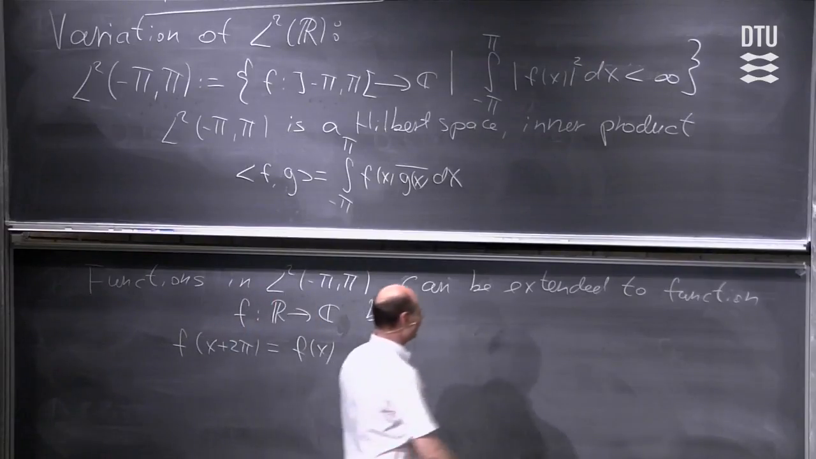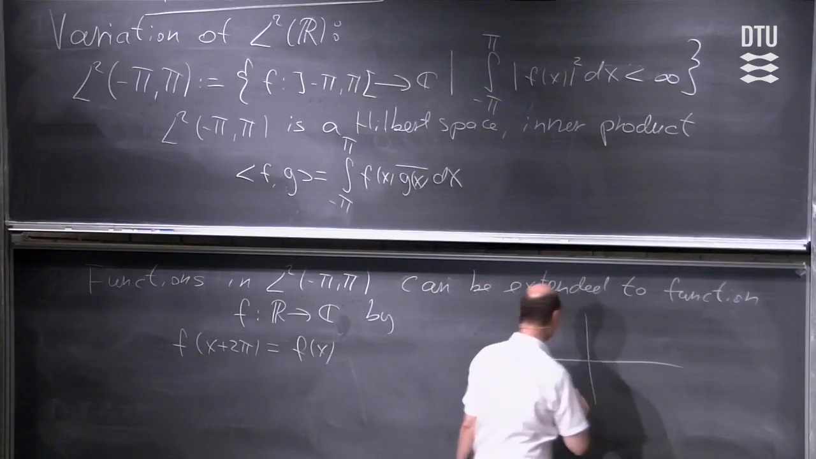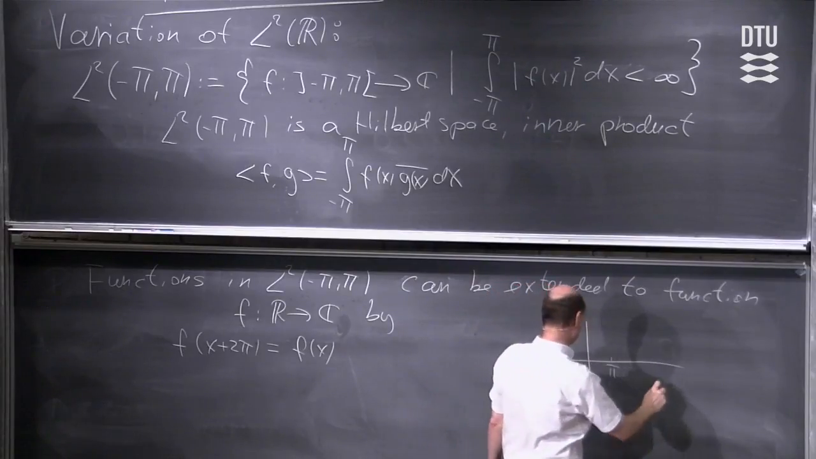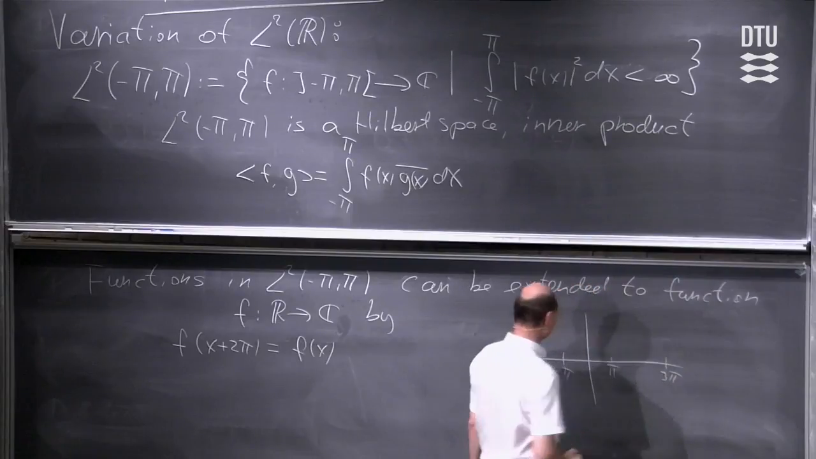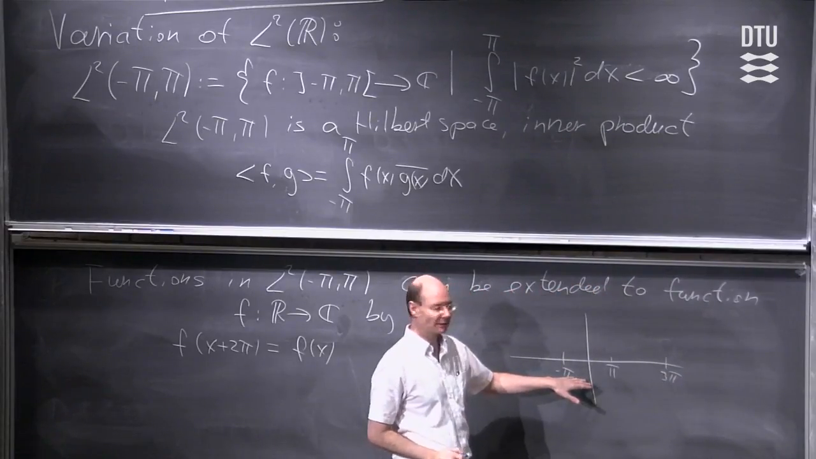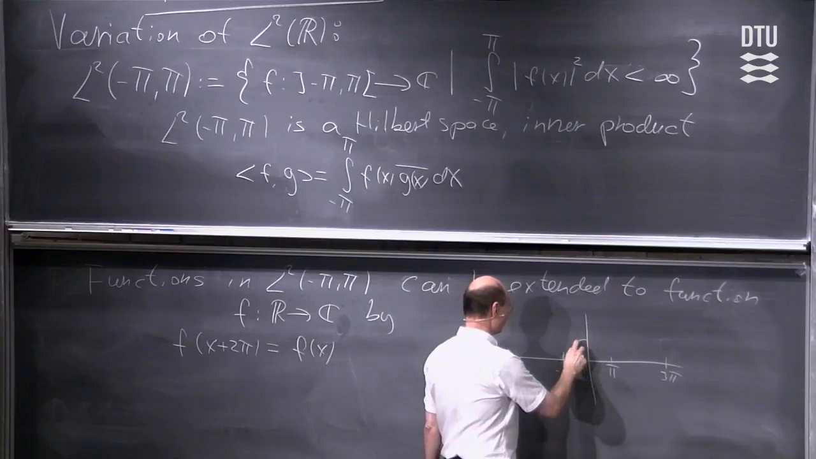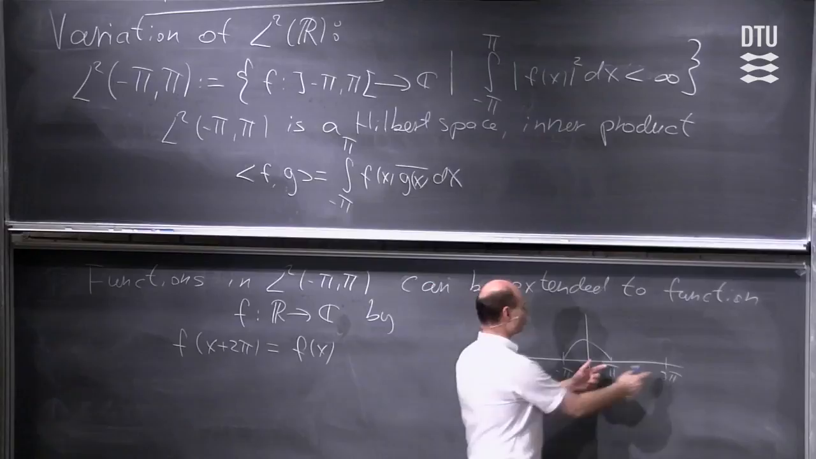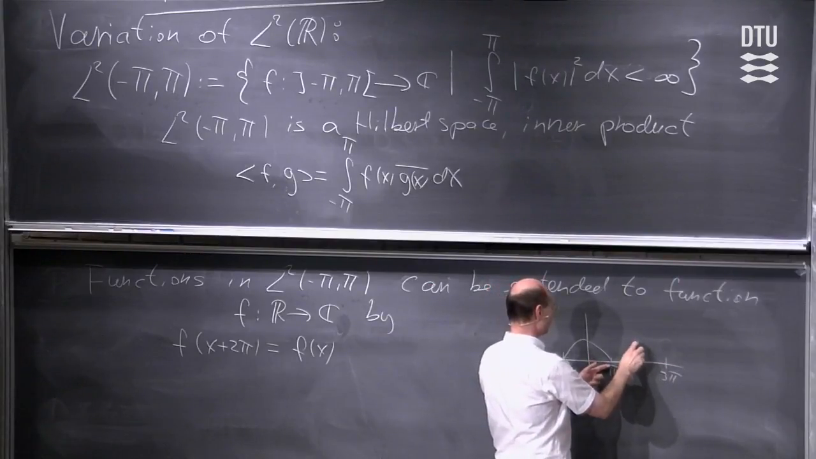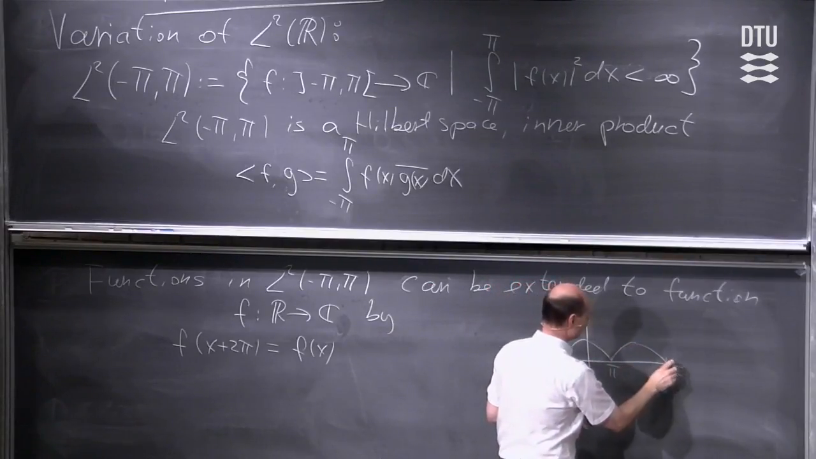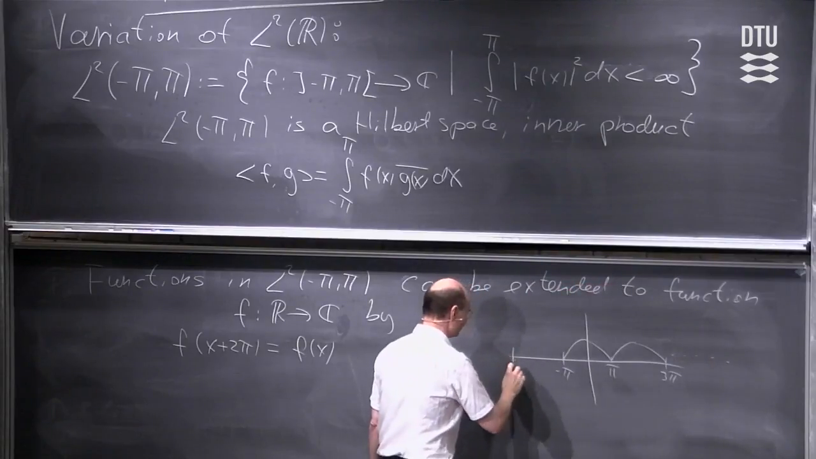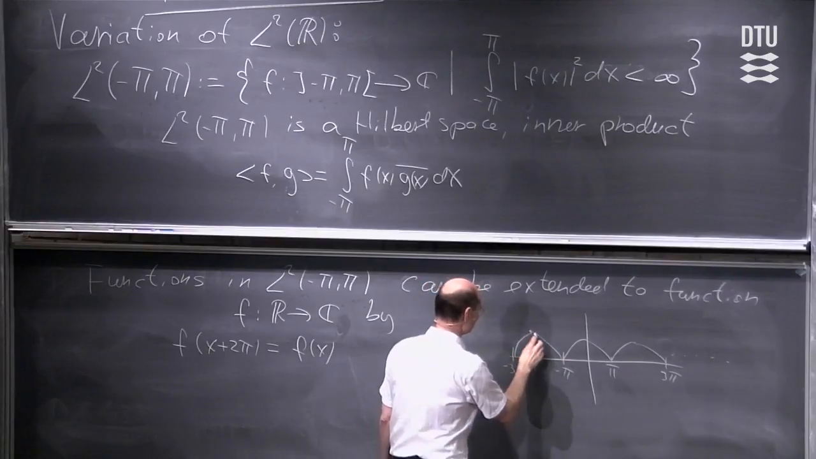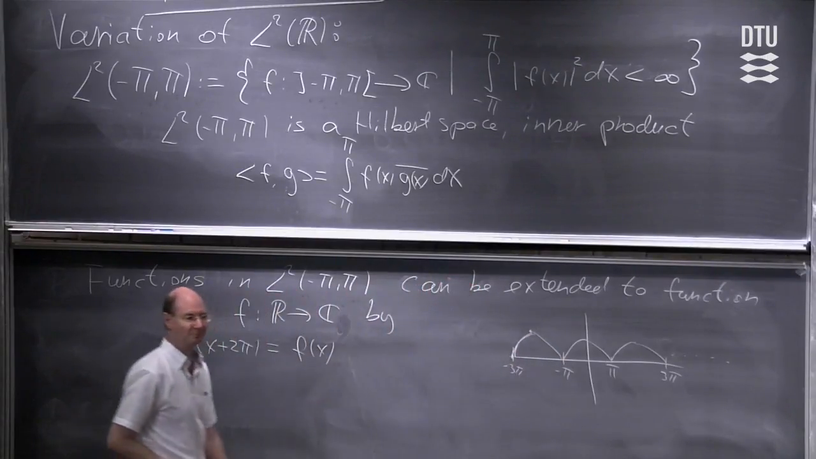So what this says is that if you start with a function, and let's say we have minus pi here, we have pi here, and we have 3 pi here. So let's say we start with a function defined on the interval minus pi to pi, so this could be something that just goes like this. Then the way we extend it is we go to the next interval of length 2 pi, and then we just repeat everything again. And we do the same here. Something like this. You know what I mean.